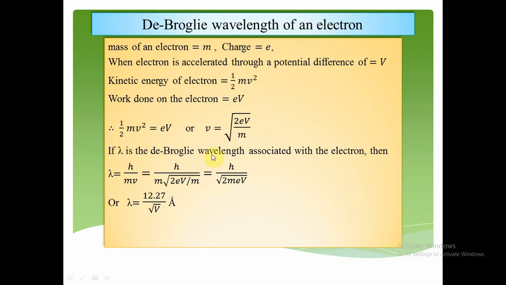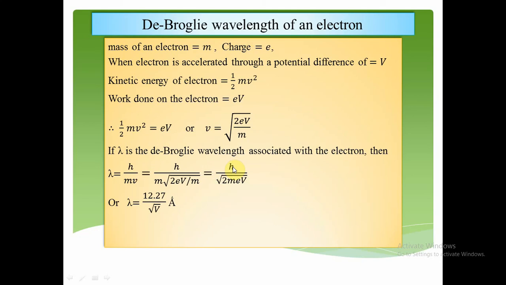If lambda is the de Broglie wavelength associated with the electron, then as we discussed in the previous equation, lambda equals h divided by mv. Substituting the value of v from this equation, we get h divided by m into the square root of 2eV divided by m. If you take m inside the square root, after simplification we get h divided by the square root of 2meV. If you observe properly, h is a constant here.